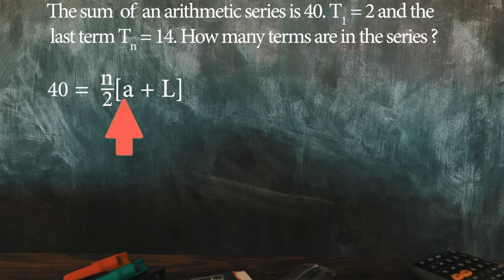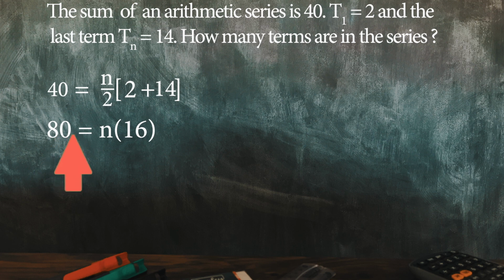In the place of a, we can put 2, and in the place of L, 14. So now we simply solve for n. What we do is we take this 2 and we multiply with it on the other side because we're dividing here, right? So now we have 80 is equal to n times 16.